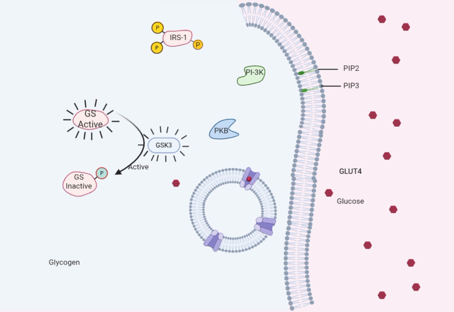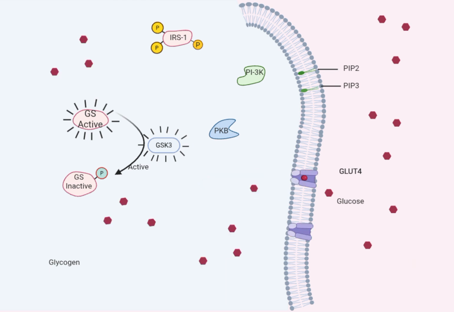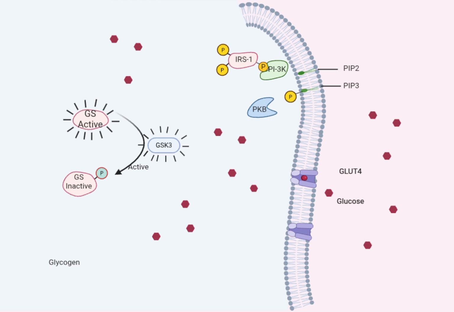How is it possible? Now the insulin signal: when insulin binds with the receptor, it phosphorylates the insulin receptor substrate 1. This insulin receptor substrate 1 binds with the phosphoinositide 3 kinase or PI3K. They bind with the phosphoinositol bisphosphate or PIP2. After binding, this phosphoinositol bisphosphate becomes phosphoinositol 3,4,5 trisphosphate.